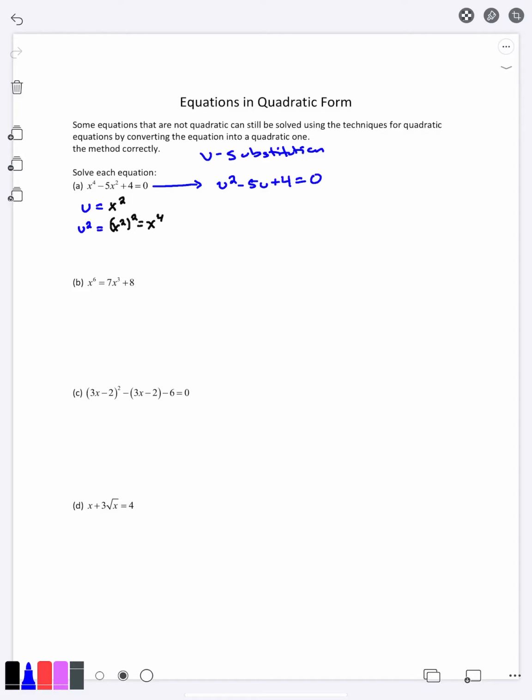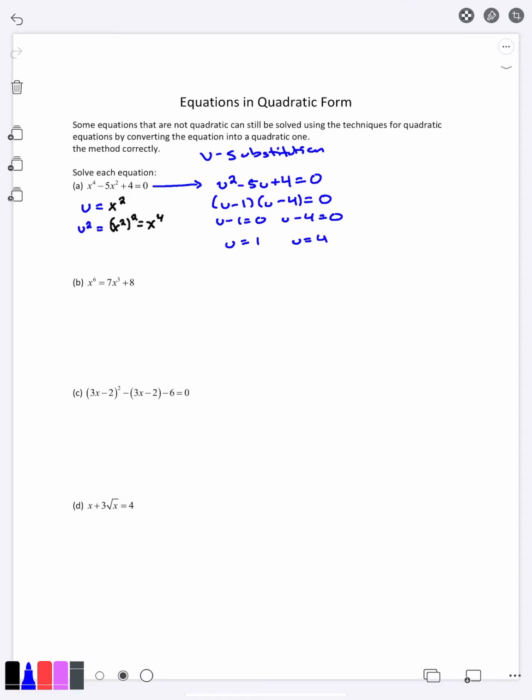And lo and behold, that equation in u is a quadratic equation. And we know how to solve quadratic equations. The best way, if possible, is to factor. And this one would factor into u minus 1 times u minus 4. So then we break it apart like we do with normal quadratic equations. And we get two values of u.